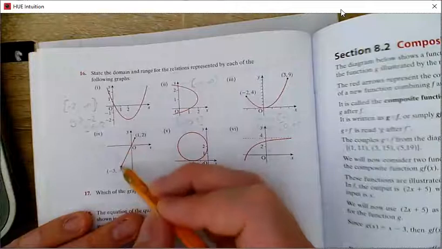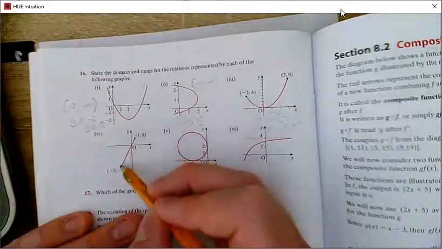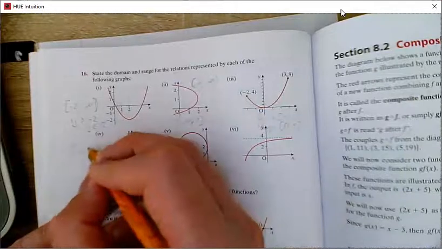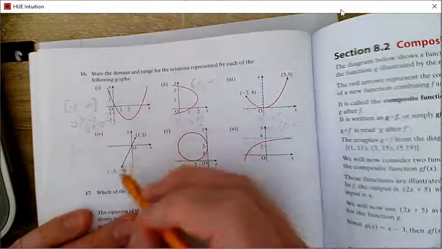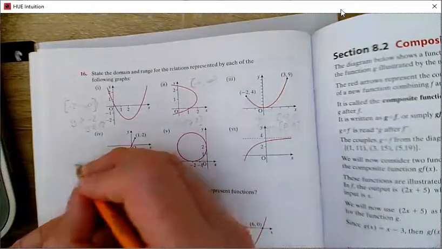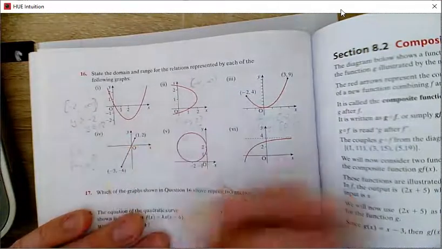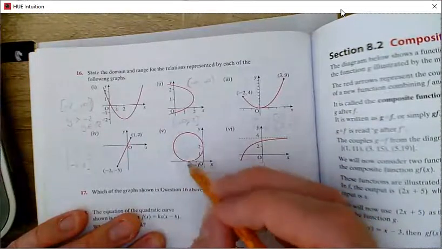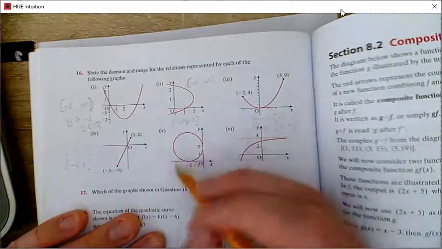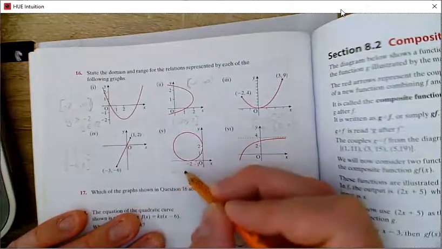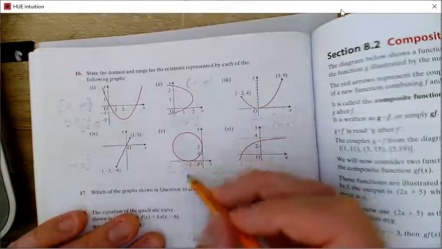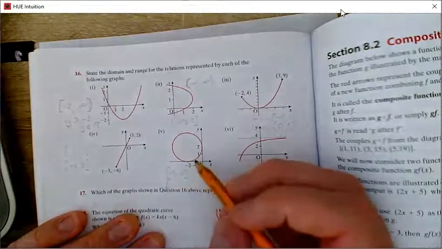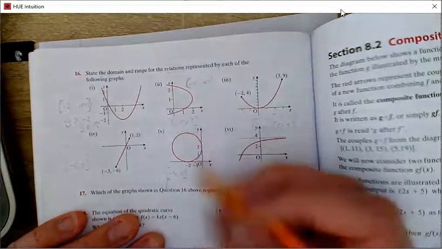Here, again, your inputs between -3 and 1 are the only allowable inputs. So that's your domain. And your range, your outputs, are between -6 and 2. That's your range. Inputs here are between, well, that's the circle of radius 2, so that comes out to 4. So between -4 and 0, those are your inputs. That's your domain. Your outputs, or your range, is from 0 to 4 as well.